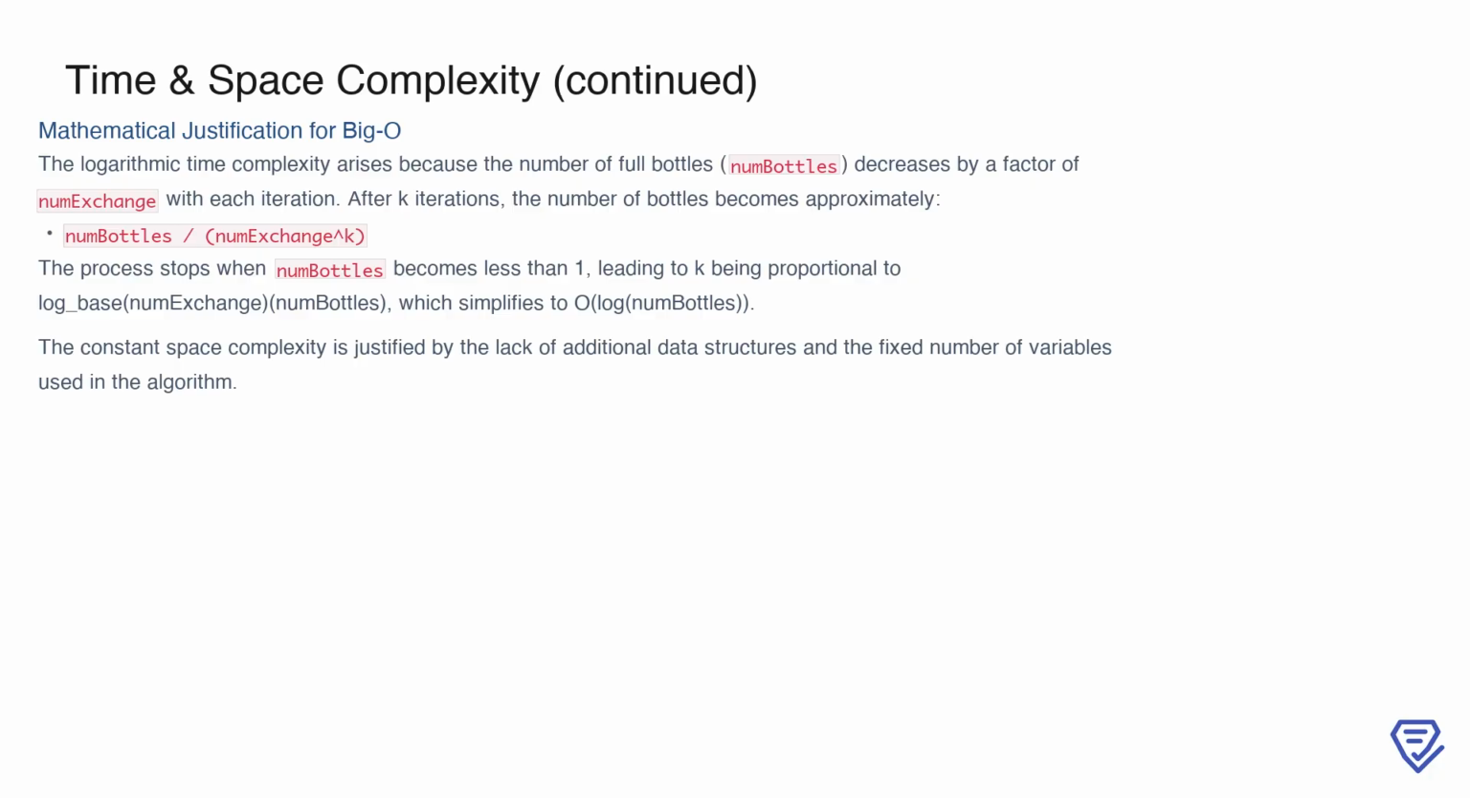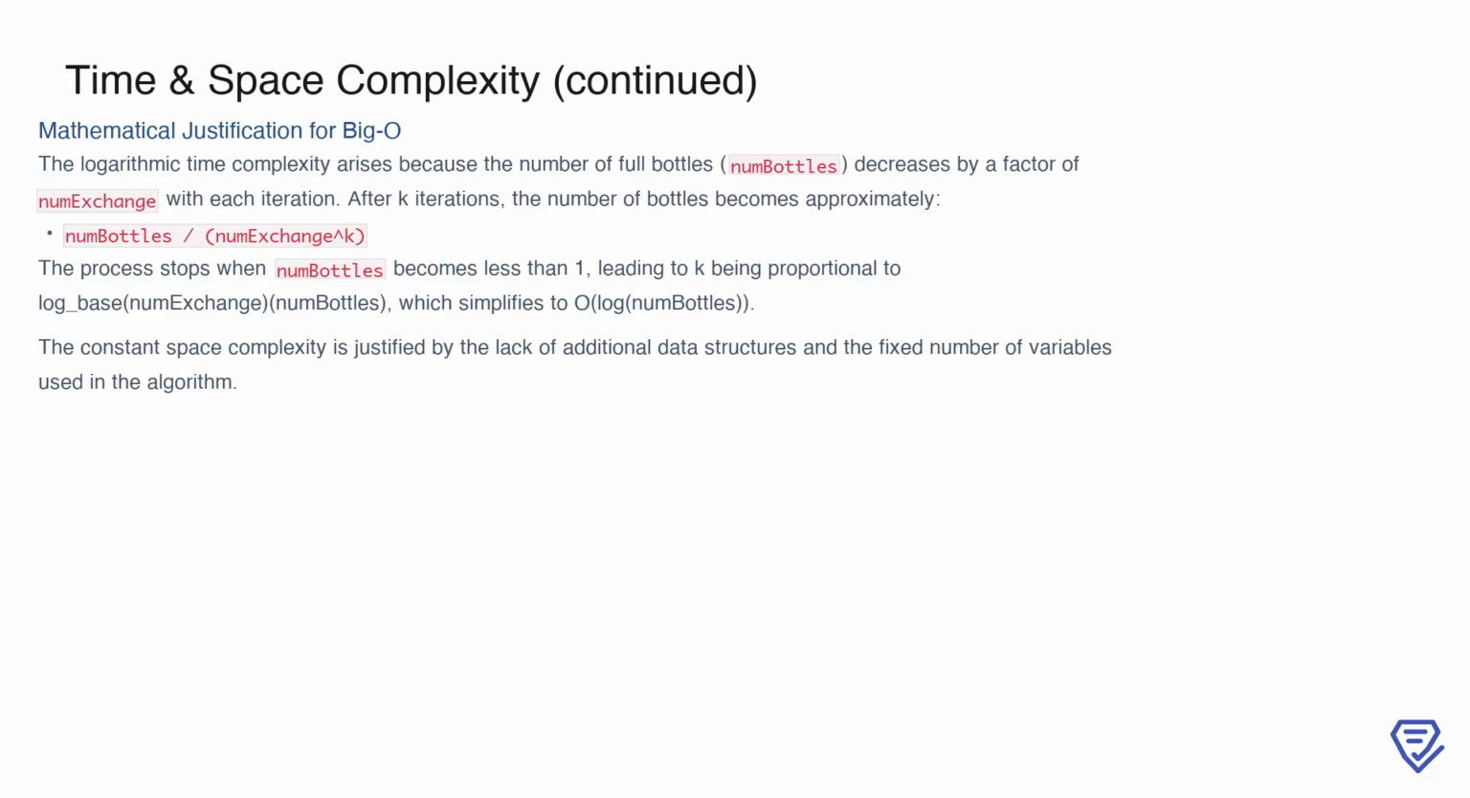Specifically, at each step, numBottles is reduced by a factor determined by numExchange. After k iterations, the number of bottles can be approximated as numBottles / numExchange^k. The loop terminates when the number of bottles drops below 1, which occurs when k is proportional to log base numExchange of numBottles. In big O terms, this simplifies to O(log numBottles). Regarding space complexity, no additional data structures are used, and only a fixed number of variables are maintained throughout the algorithm. This consistent use of memory confirms the constant space complexity of O(1), making the algorithm both time and space efficient.